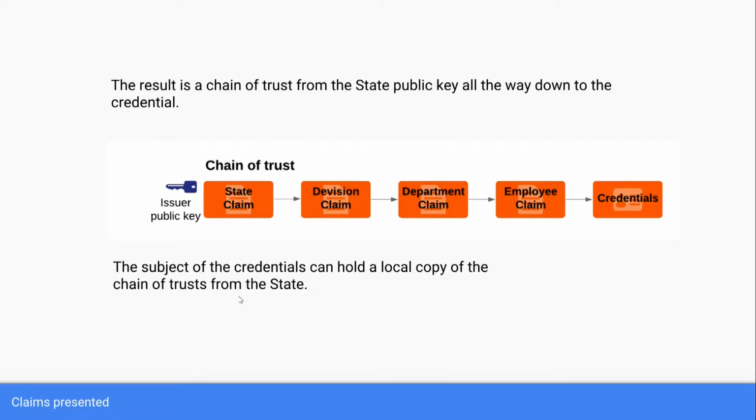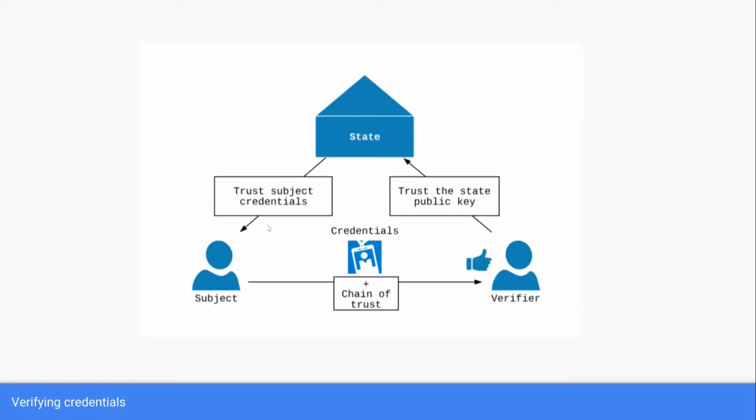And this creates a chain of trust. This chain of trust you can take with your credential and provide to a verifier. The verifier is trusting the state, so he can, in combination with his own trust and your chain of trust, actually verify that the credentials are trusted by the state, and he trusts the state.